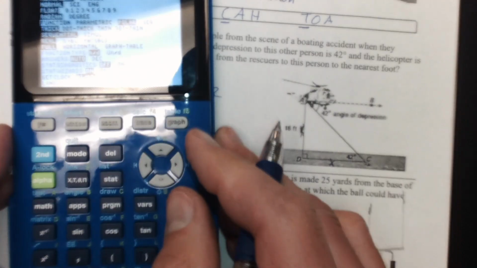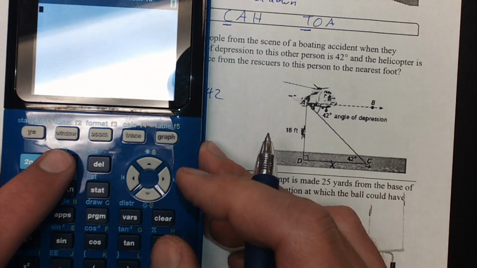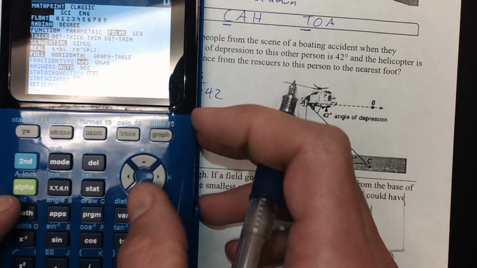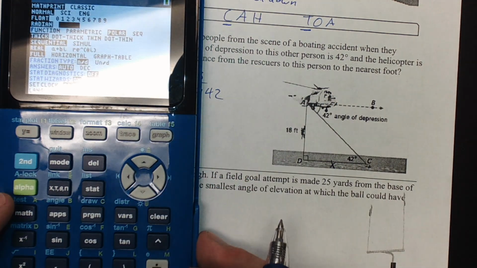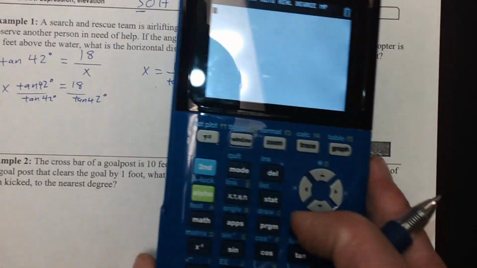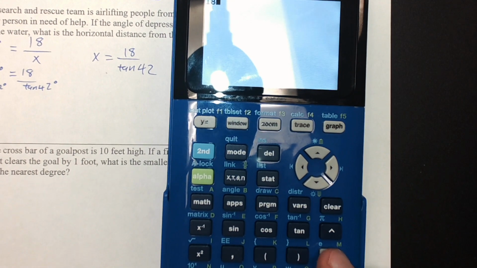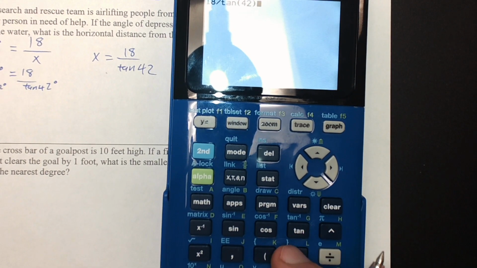Okay, so here's one thing you're going to want to do. If you don't already know how to do this, go to mode on your calculator and be sure it's in degrees. If it's not, like mine was not, you better put it in degrees unless you want to get the wrong answer. So x is equal to 18 divided by the tangent of 42. That's all you got to do.